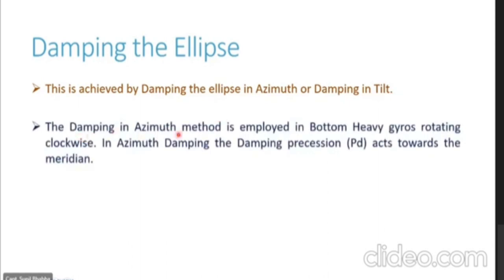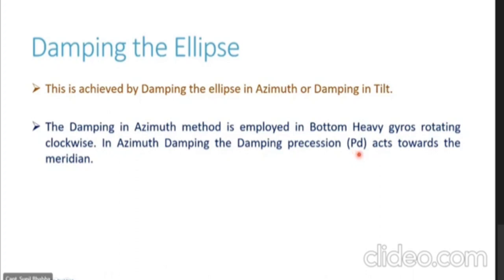Now, the damping in azimuth method is used in bottom heavy gyros. Bottom heavy gyros are the ones which are rotating in a clockwise direction. In azimuth damping, the damping precession, this is the fourth force which will get involved into a damped gyro, a north seeking gyro. It is known as the damping precession, in short PD. In a gravity controlled gyro, we had introduced the control precession, which was known as PC. Now, for damping the ellipse, we will introduce a damping precession, which is known as PD.